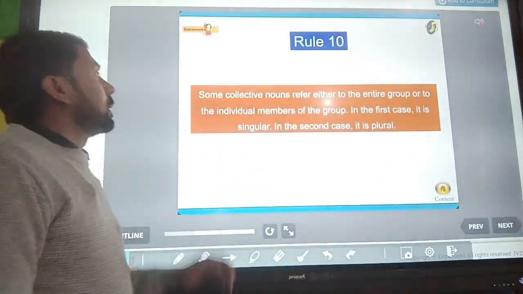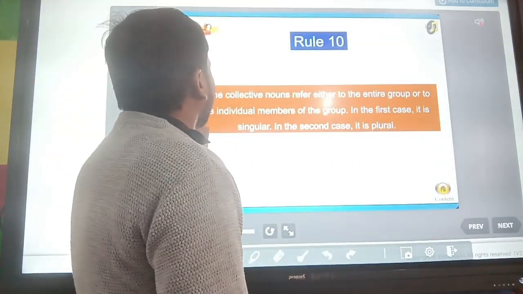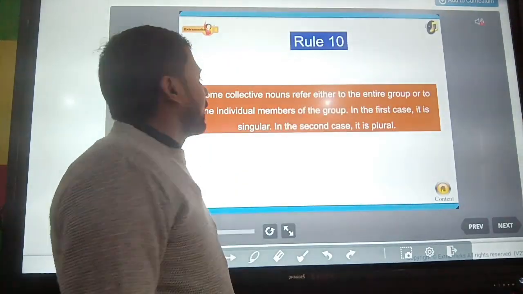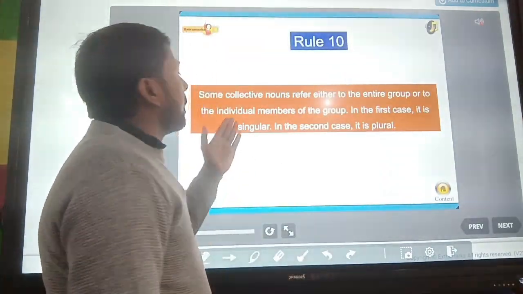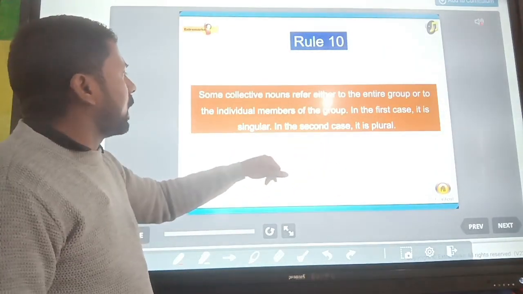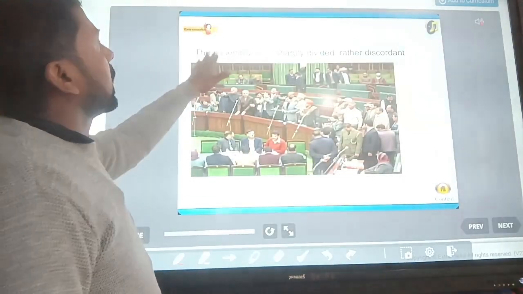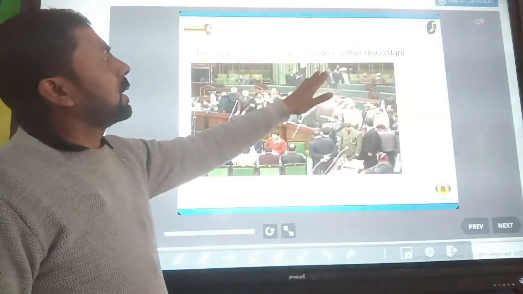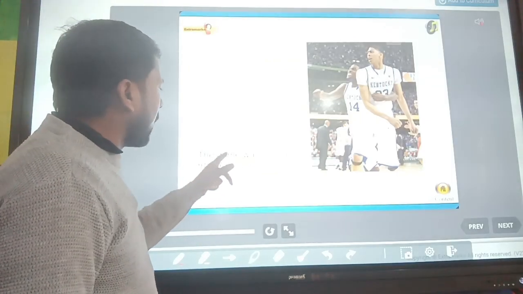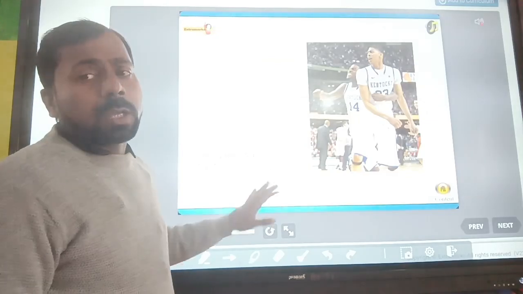Rule number 10. Some collective nouns refer either to the entire group or to the individual members of the group. In the first case, it is the singular number. Like you can see here, the assembly were sharply divided. It refers to a group. The game was over and the team were relaxed. It also refers to the group.